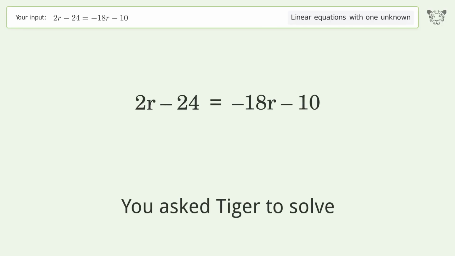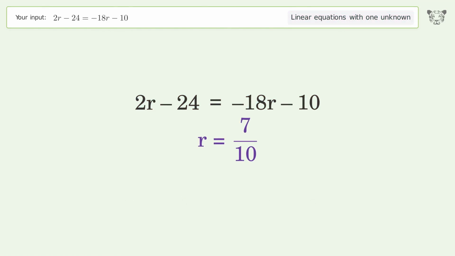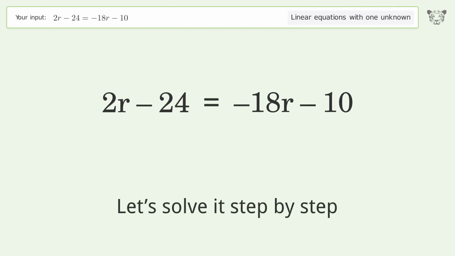You ask Tiger to solve. This deals with linear equations with one unknown. The final result is r equals 7/10. Let's solve it step by step.